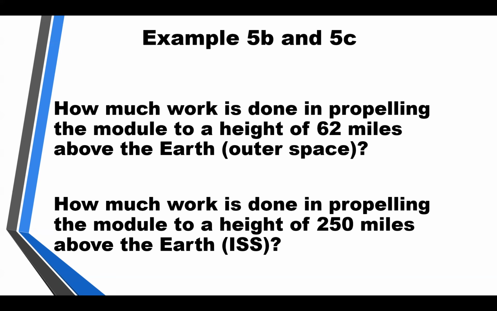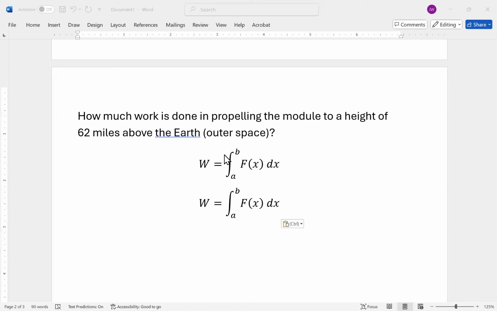So to get to outer space, roughly, that's about 62 miles. And to get to where the International Space Station is, that's about 250 miles above the Earth. So we'll calculate both of these. If you want to try this on your own, obviously try this on your own. Let's do this first one.